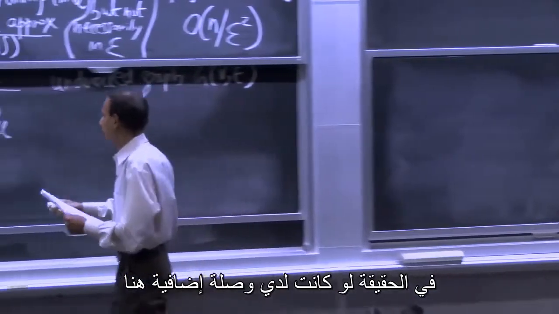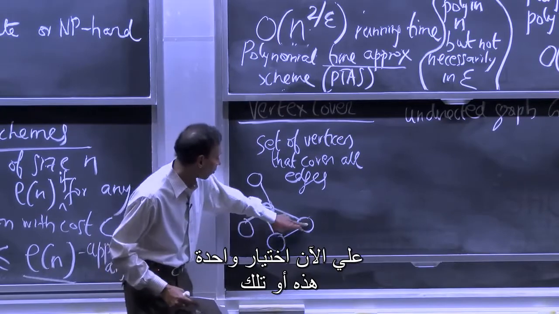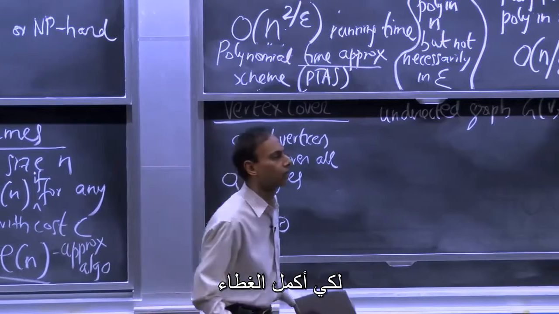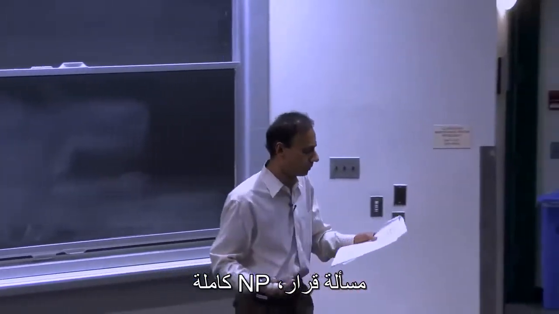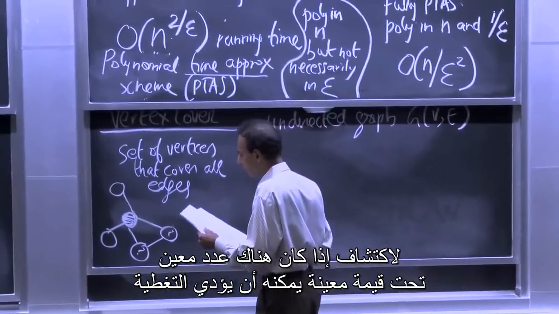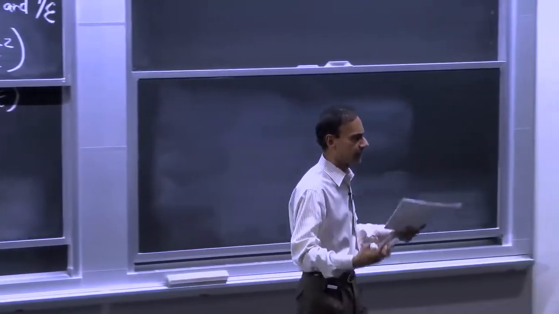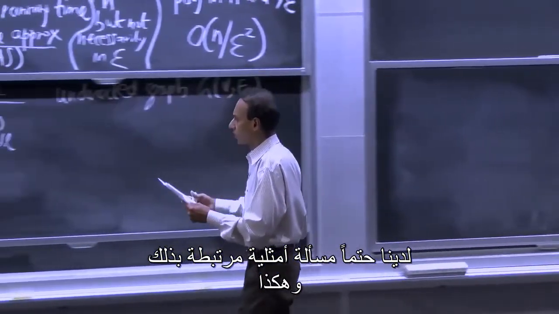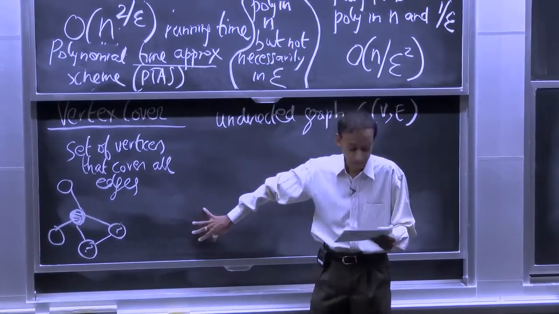If in fact I had an extra edge here, then I now have to pick one, or this one, or that one, in order to complete my cover. Okay, that's it. That's vertex cover. It's a decision problem, and NP complete to figure out if there's a certain number below a certain value that do the covering. You obviously have an optimization problem associated with that, and so on and so forth. So that's our simple setup for our first hard problem, right?